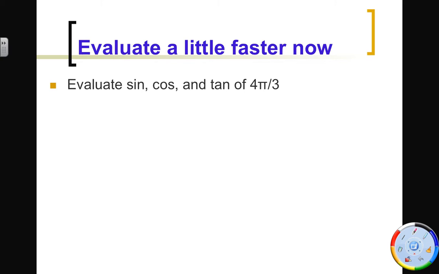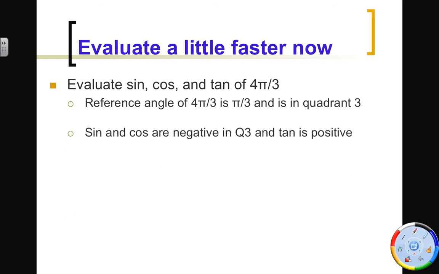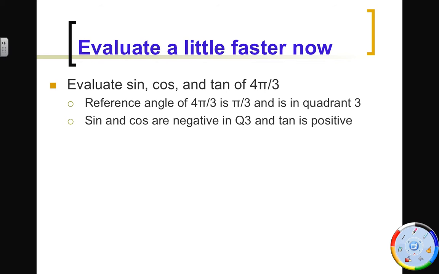I want to look at the sine, cosine, and tangent of 4 pi thirds. So the first thing you need to understand is what is the reference angle? Because the reference angle is a special angle that you should have memorized. Just do it. All right? Pi thirds. So this is a pi thirds reference angle in quadrant 3. So both x and y are negative in quadrant 3. So that helps us out. So that means sine and cosine are negative and tangent is positive.